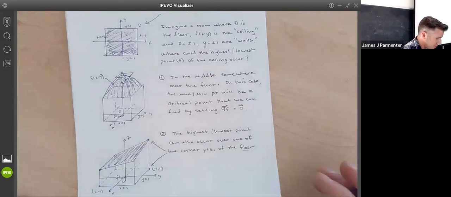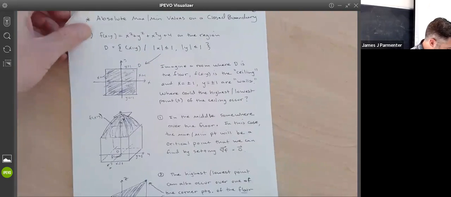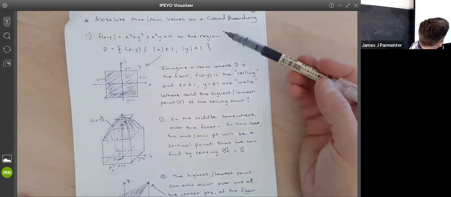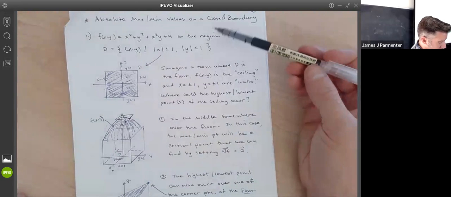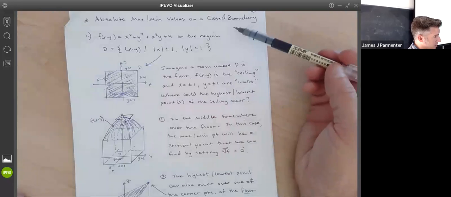We're going to look at, in fact, yeah, we can look at the whole thing. We're going to write this down in a minute. So we're going to find the absolute maximum and minimum values on a closed boundary.